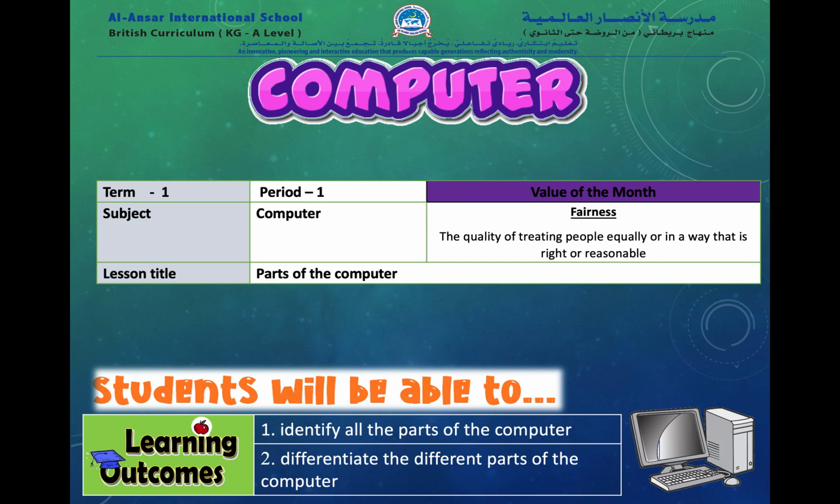Computer. Our value of the month is fairness. The meaning of fairness is the quality of treating people equally or in a way that is right or reasonable.